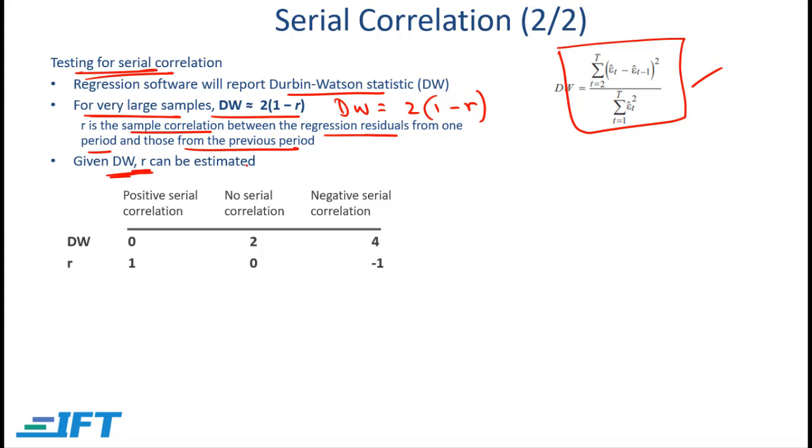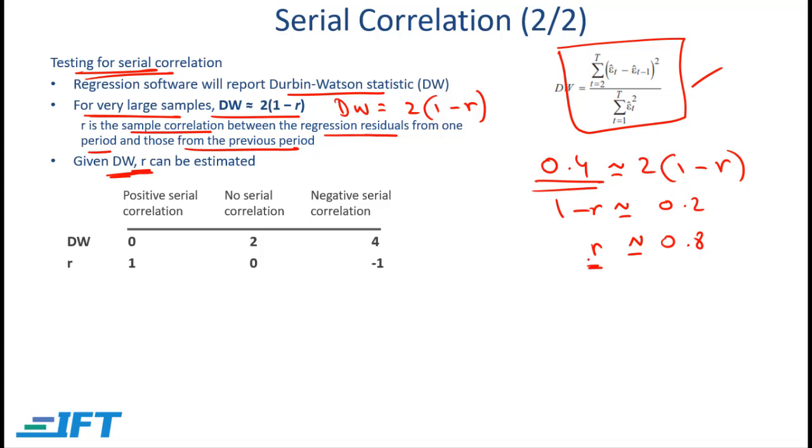So let's look at a very simple example. Let's say that our regression software reports a DW stat of 0.4. Then using this formula, we can say that 0.4 is approximately equal to 2 into 1 minus R, which means that 1 minus R is approximately equal to 0.2. So R is approximately equal to 0.8. So notice with the DW given, we can estimate the value of R.